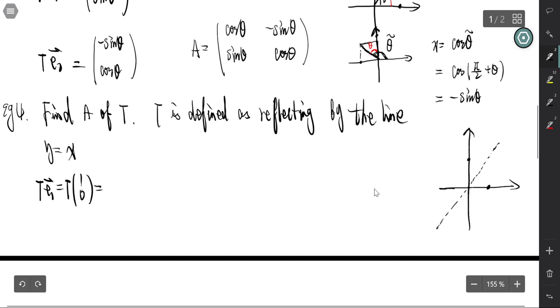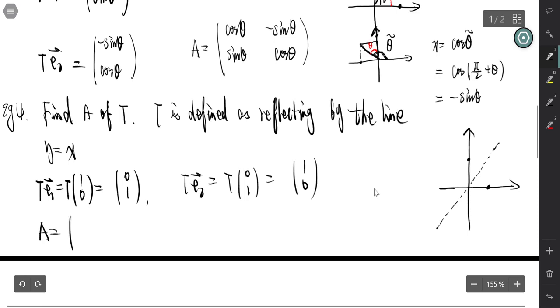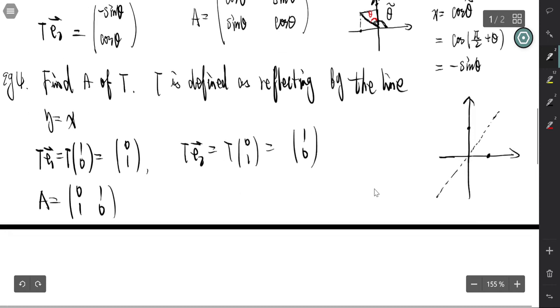So E2 as T(1,0). Interchange the x and y coordinates, that is (0, 1), and TE2, that is T(0,1), that is (1, 0). So the matrix is 0, 1, and 1, 0. This is not too hard.